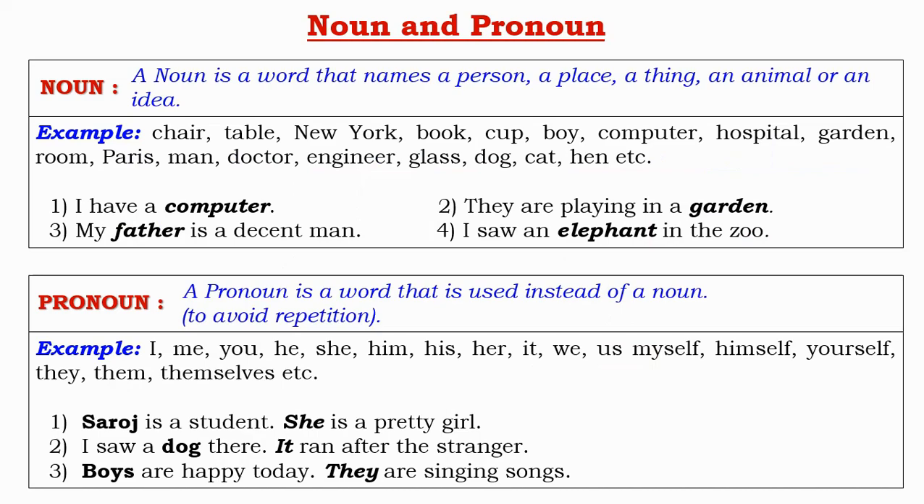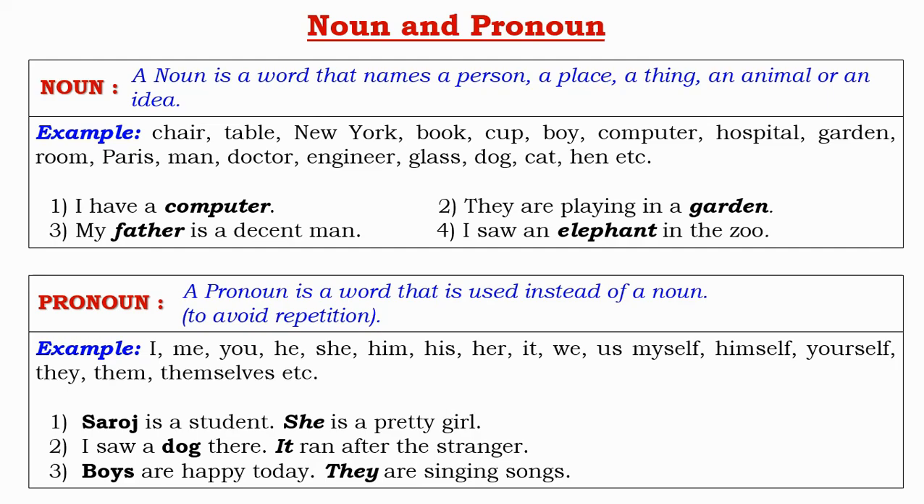Let me just define the parts of speech and make it clear to you with a few examples also. Remember, these are words only, but they have names as per their functions. Number 1, noun. Noun is a word which indicates names of persons, places, things, or animals also. For example, chair, table, New York, book, cup, etc.